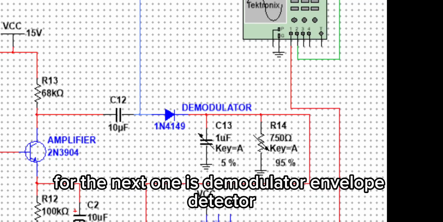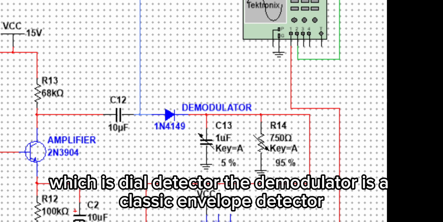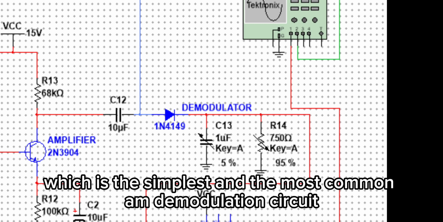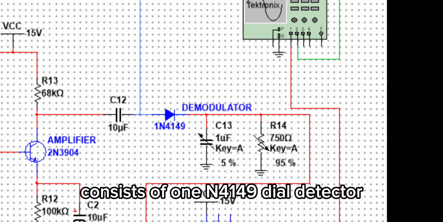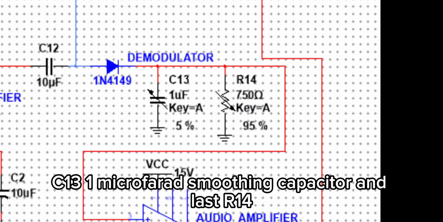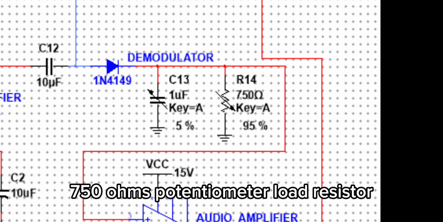The next one is the demodulator, the envelope detector, which is a diode detector. The demodulator is a classic envelope detector, which is the simplest and the most common AM demodulation circuit. It consists of a 1N4149 diode rectifier, C13, a 1 microfarad smoothing capacitor, and lastly R14, a 750 ohm potentiometer load resistor.